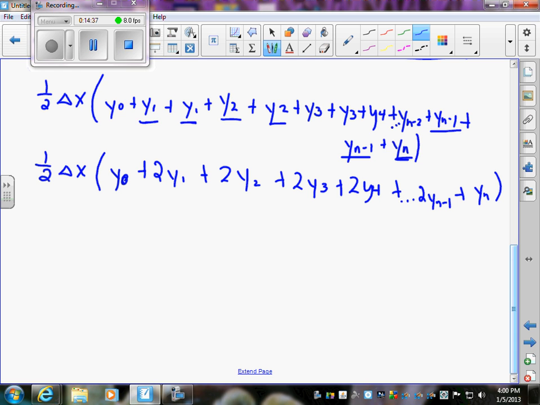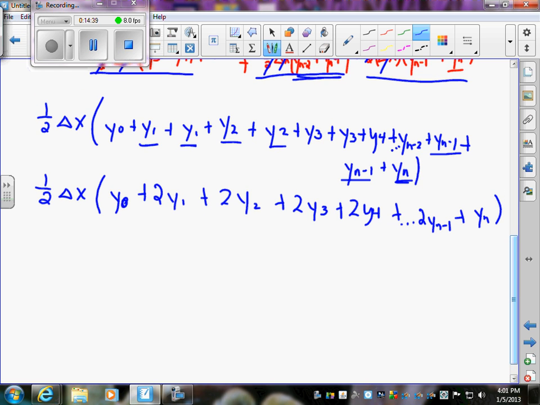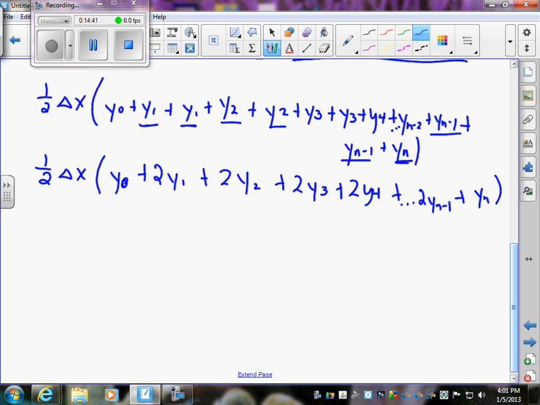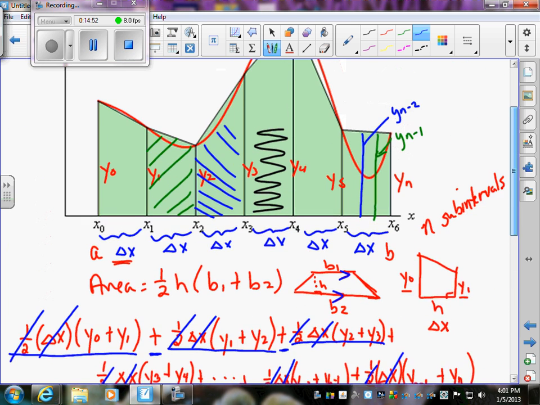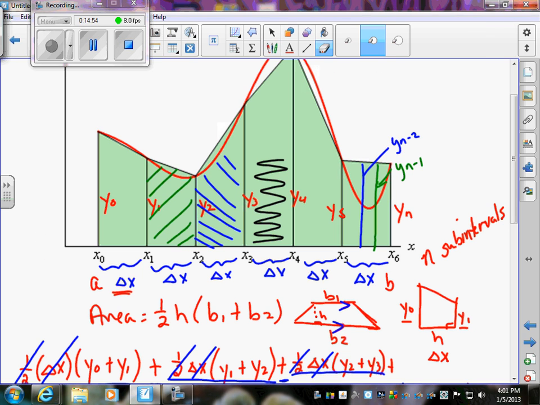Now, if you think of this in terms of the picture, that's going to make sense. Notice what happened. All the bases, except for the very first one, y sub 0, and the very last one, y sub n, are actually getting doubled. Now, look at that in terms of your picture, and that should make sense.